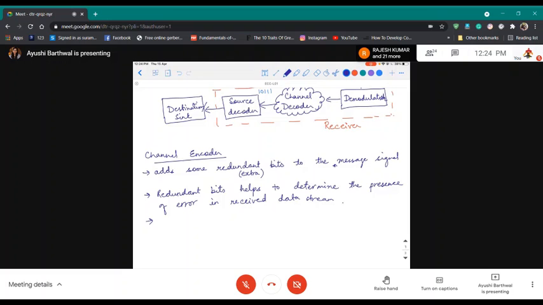So this is the function of the channel decoder. It determines the presence of errors. And some channel decoders correct the errors also.